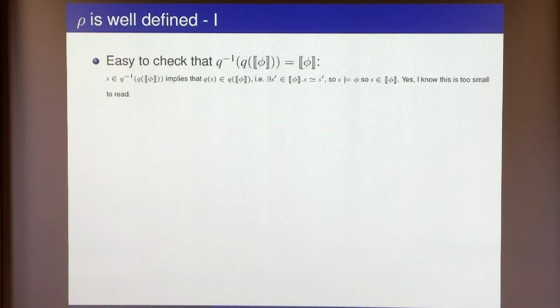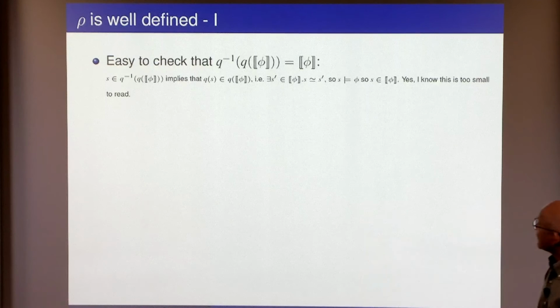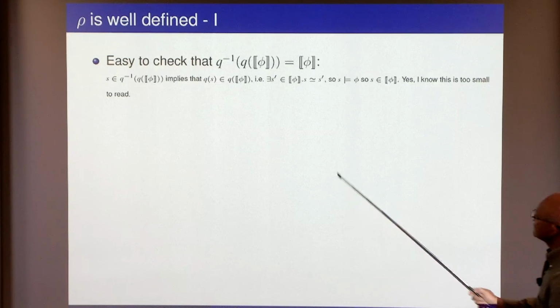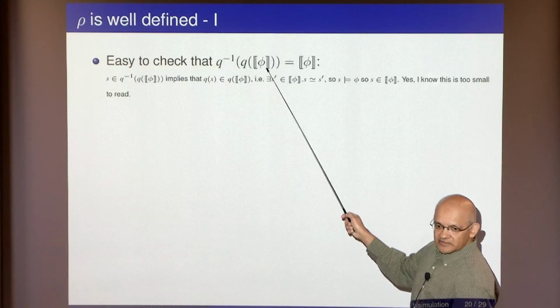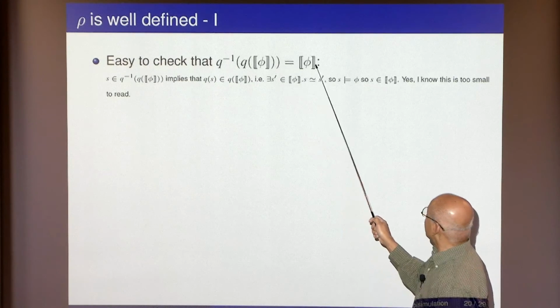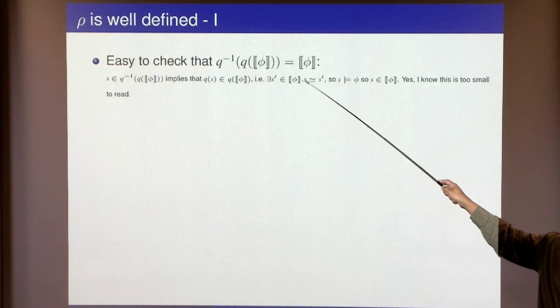So we need to check that this thing is well defined, because I could have picked any old thing I want. How do I know that the transition probabilities I get down there are actually well defined in this way? So the first thing to note is this curious fact that Q inverse of Q of the denotation of a formula phi is in fact exactly the denotation of phi. Okay, and here is, in font too small for you to read, a demonstration of that fact.